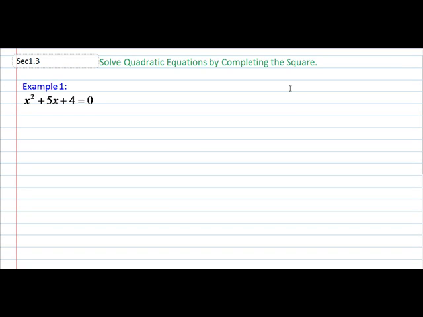In this example, I'm going to show you how to solve the quadratic equation by completing the square. To complete the square, the first thing to do is isolate all the x terms. You see I have 4 here, which has no x to it. I move the 4 to both sides.